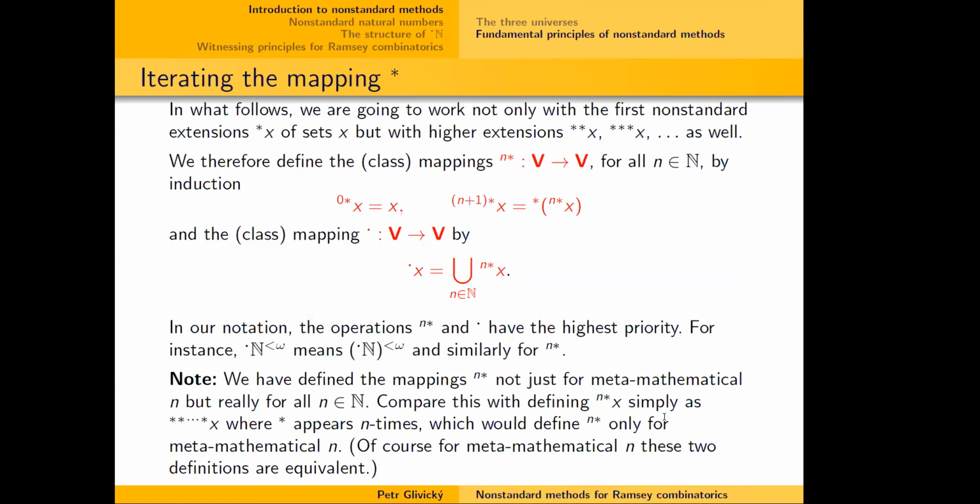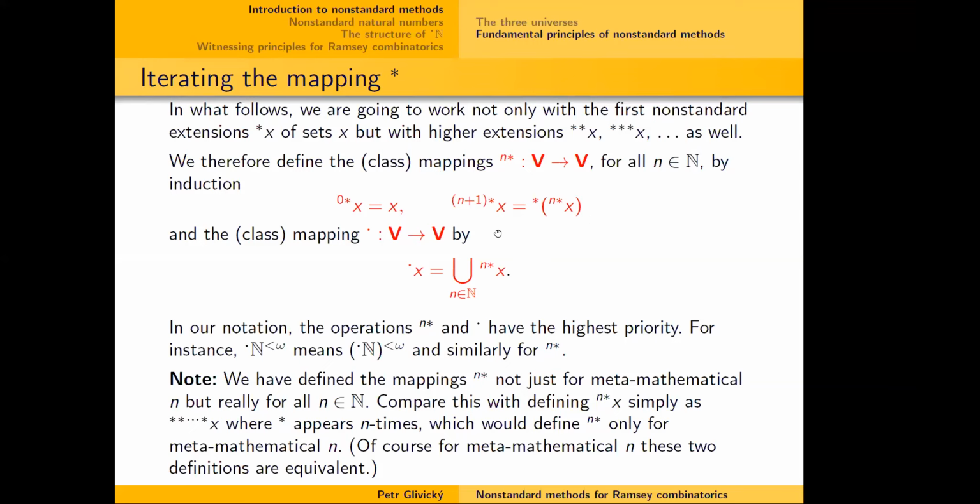Okay, so finally getting to something more interesting. And that's something which will be very important for today's talk, because we will be talking about iterating the mapping star. So not only using star once on some set, but using it twice, 3 times, and actually any finite number of times. So for this purpose, we define the mappings n star for any natural number n by induction. So 0 star is nothing, that's identity. And n plus 1 star means just one more star on n star.